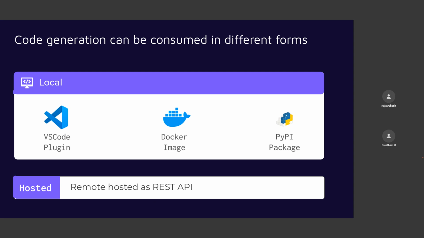And now this code generation, basically you can consume in different forms. Within our company, we have explored different ways. One is a VS Code plugin, a Docker image, different Python packages, and we have also built some apps internally, and we are verifying the quality of that app internally using some REST or gRPC API. So basically, it opens up different possibilities.